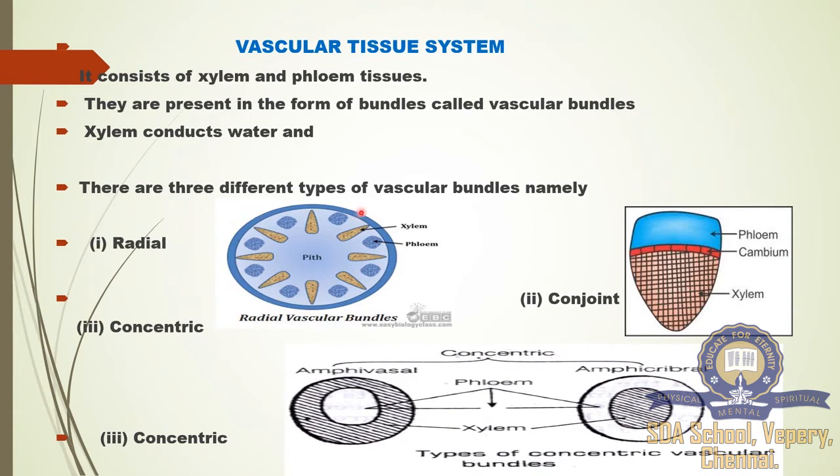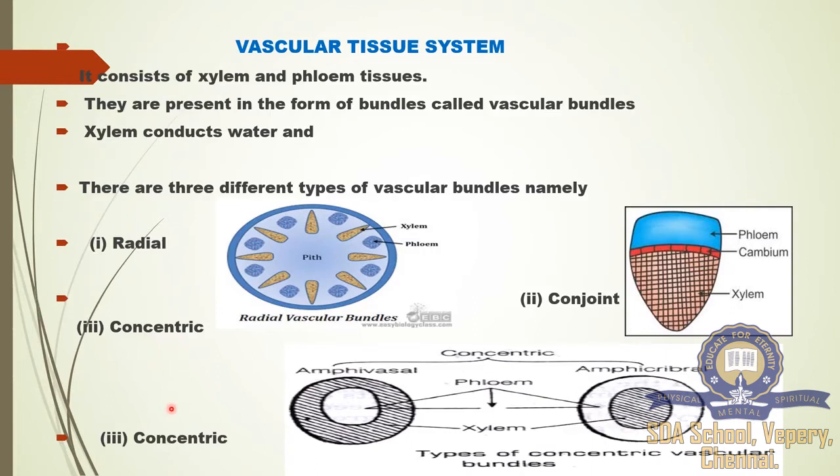There are three different types of vascular bundles. First one, radial. Here it is radial. It is present in a circular arrangement, so the xylem and phloem are arranged separately. Next, conjoint. Conjoint means the xylem and phloem are closely packed together. In the center, we have a cambium. So it also helps the free flow of water and minerals to the plant.